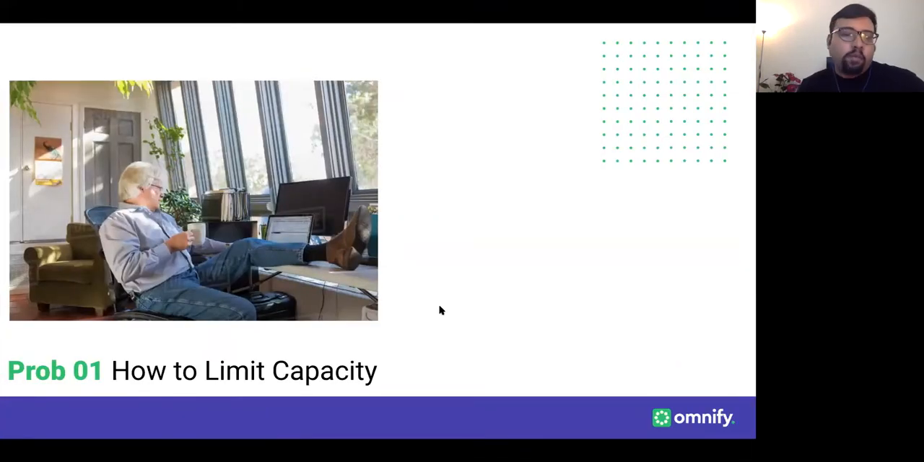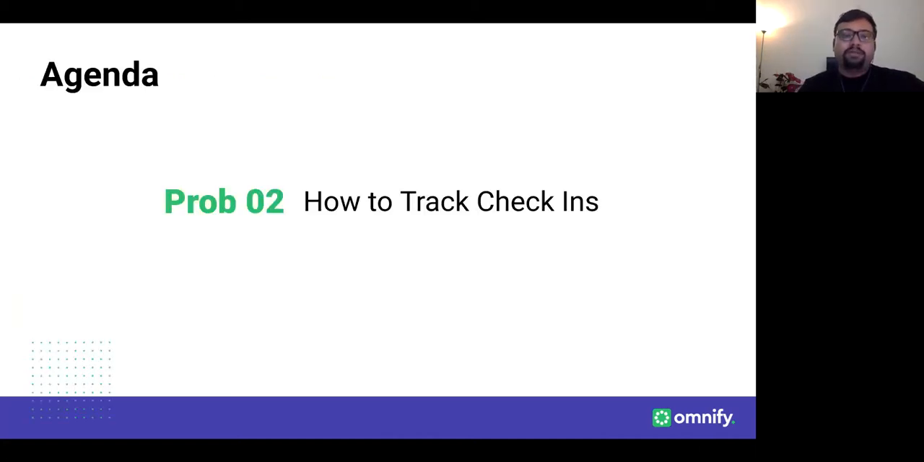Now, this is how Bob manages to limit capacity while putting in less effort. So you can be like Bob. That brings us to our next problem, which is problem number 2. We've solved problem number 1. Let's look at problem number 2.